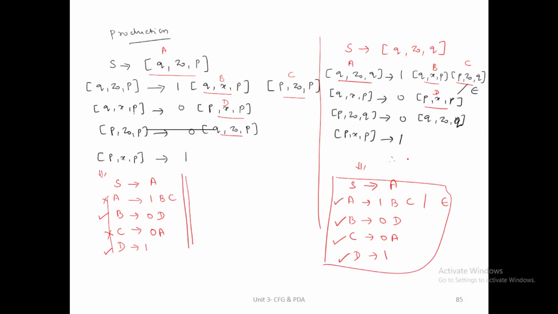Therefore, the CFG G is equal to (V, T, P, S). The variables are A, B, C, D, those mentioned here, and the terminal symbols are 0, 1, epsilon. There are totally 5 productions, and the starting symbol of the productions is capital A, whose value is [Q,0,Q]. So this is the CFG construction from the given PDA.